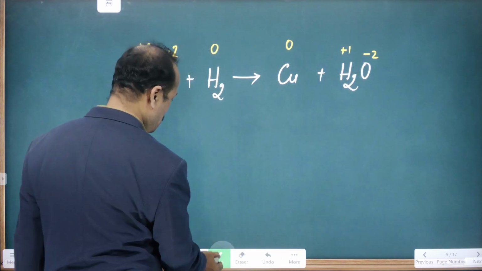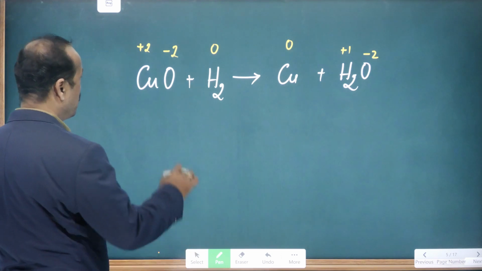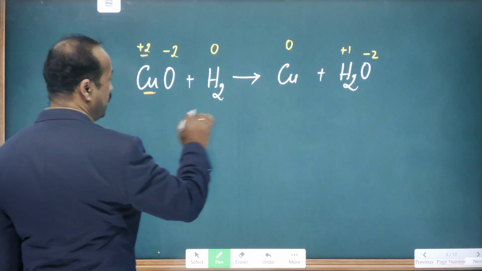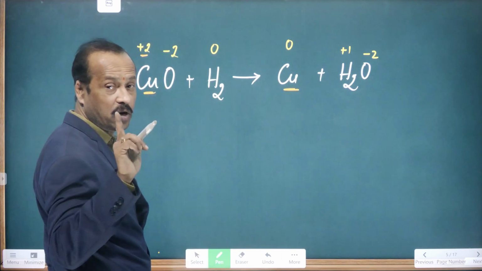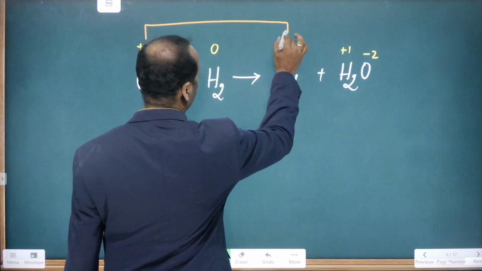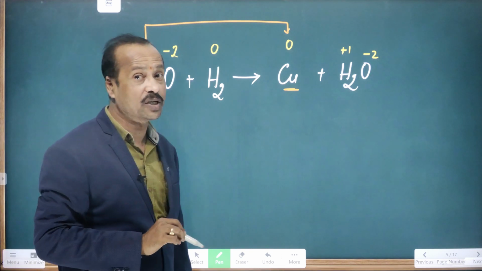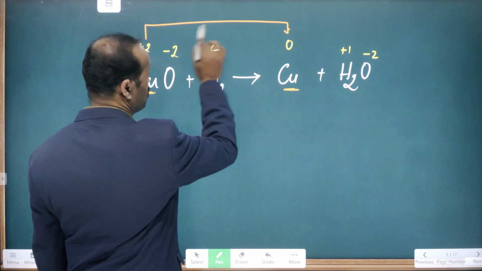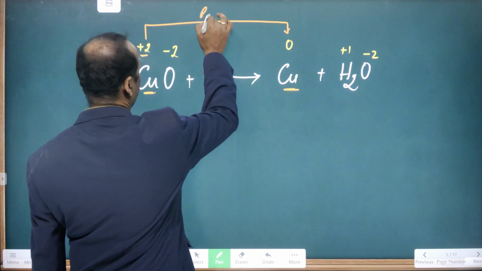Now, students, see the copper oxidation number. In copper oxide it is +2. In copper it is 0, because it is individual. For an individual atom or molecule, the oxidation number is 0. So +2 becomes 0. Is this oxidation or reduction? Reduction, because +2 to 0 is decreasing. So this is called a reduction.